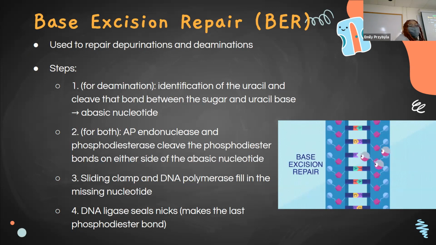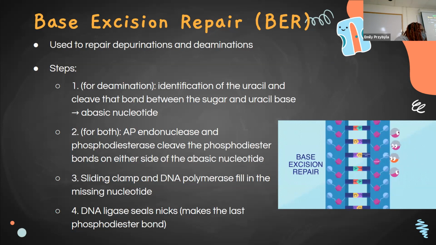So we can't use this for the covalent linkages we were talking about. The way I like to think about it, we literally cut out one base, take it out and put a new one in. So this is super specific. For both, the endonucleases and phosphodiesterase cleave the phosphodiester bond over here. This is our backbone on either side of the nucleotide.